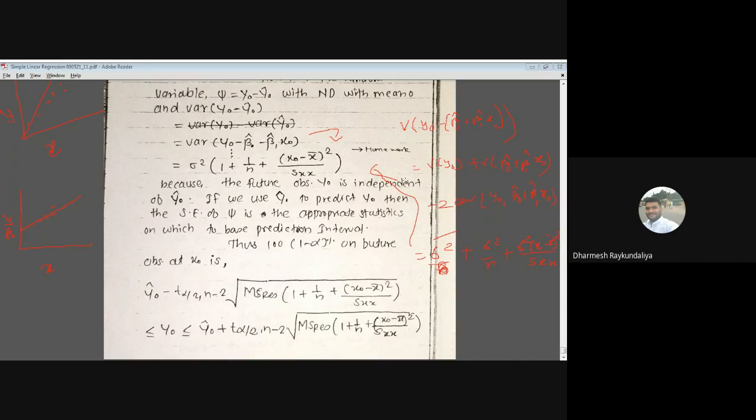R square and adjusted R square: if you say R square equals 0.9, what is R square? You define R square as the sum of squares due to regression divided by the total sum of squares. If it is 0.9, it means that 90% of the total variation of y is explained by the regression. So whatever x you have taken, it is explaining 90% of the variation of y. We will see that later when we talk about goodness of fit criteria.